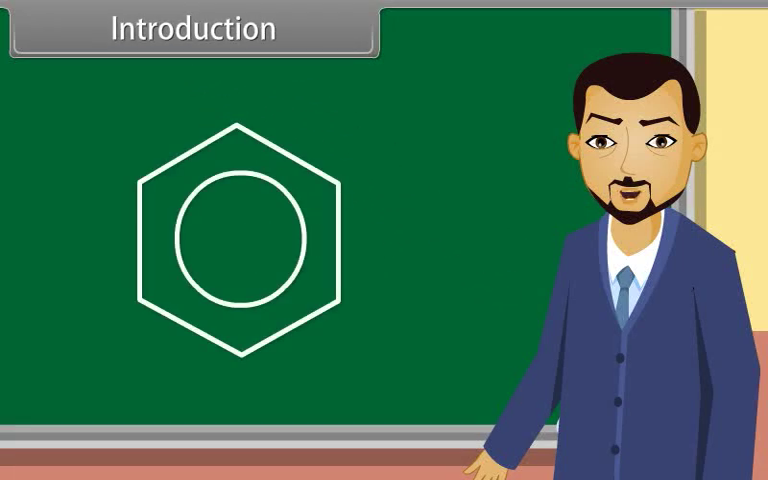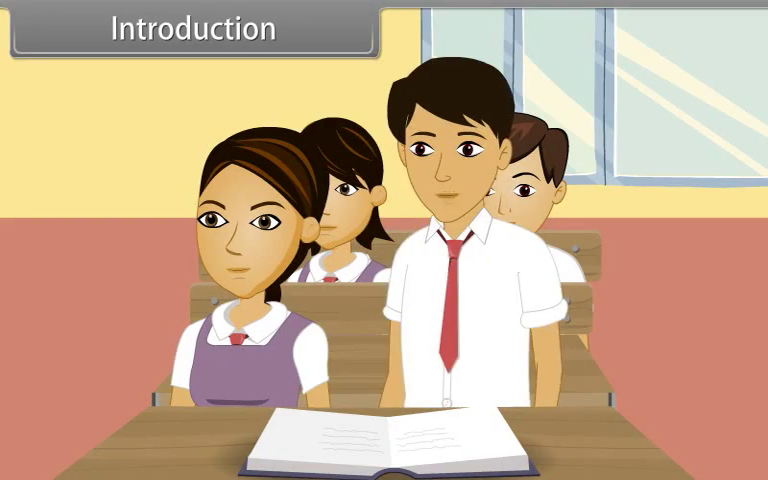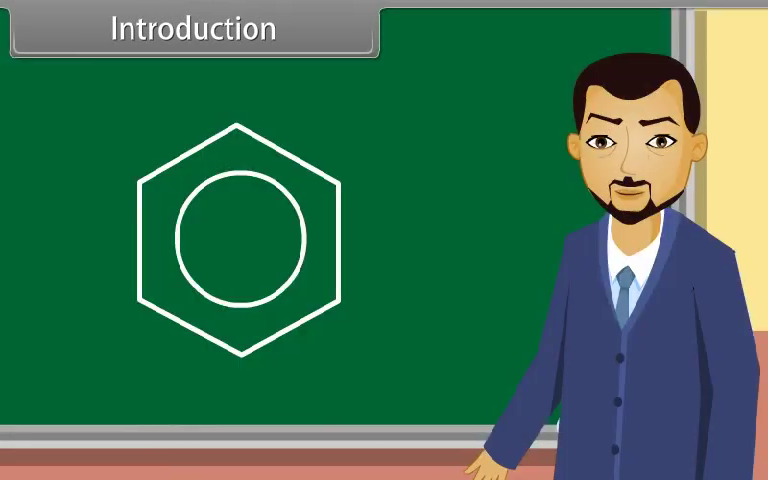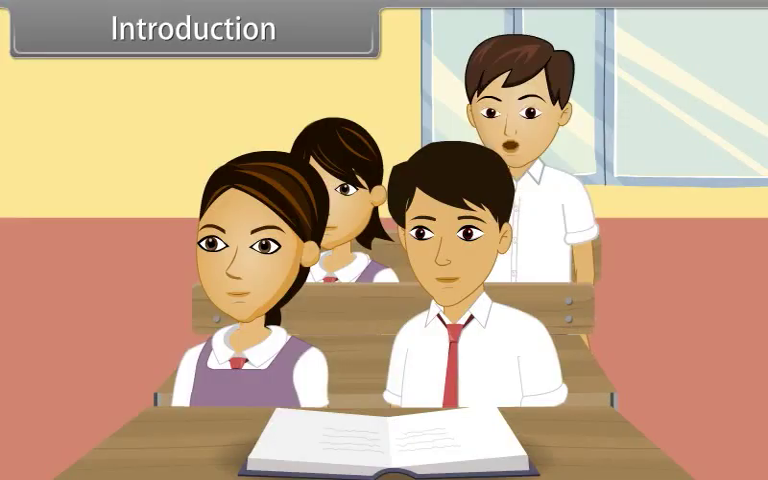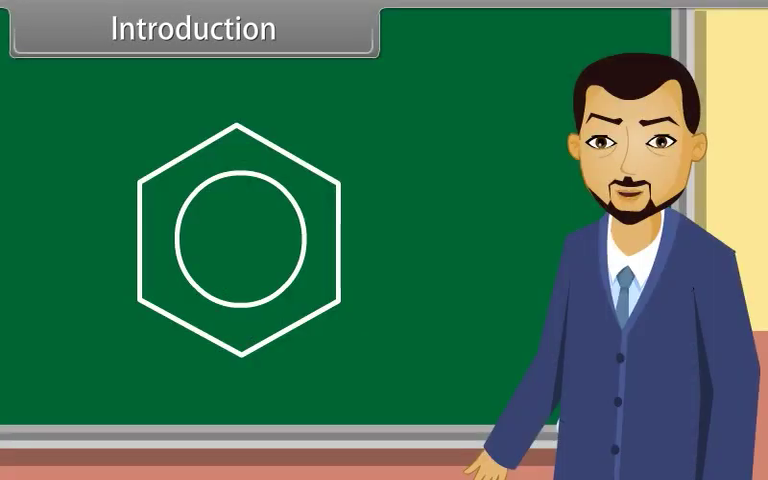Students, look at this structure. Does anyone know what this is? Sir, this is a benzene ring. Correct, a benzene ring. And now, who will define aromatic hydrocarbons? Sir, aromatic hydrocarbons are those which contain one or more benzene rings. Very good, Rahul. Today we will learn about aromatic hydrocarbons. Come, let's start.